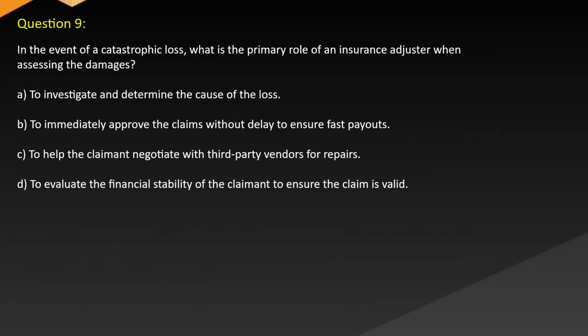Question 9. In the event of a catastrophic loss, what is the primary role of an insurance adjuster when assessing the damages? A. To investigate and determine the cause of the loss. B. To immediately approve the claims without delay to ensure fast payouts. C. To help the claimant negotiate with third-party vendors for repairs. D. To evaluate the financial stability of the claimant to ensure the claim is valid.